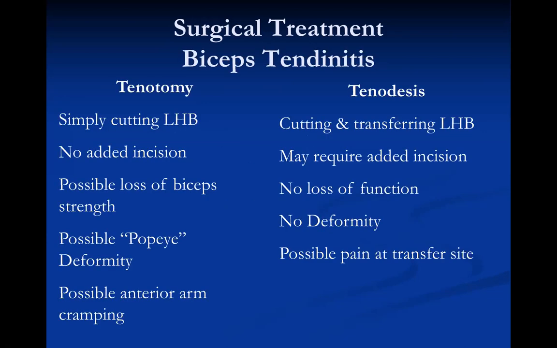So biceps tendonitis, tenotomy versus tenodesis is an ongoing debate. Both sides are very effective in terms of pain relief. A tenotomy means divide the biceps tendon, take pressure off the biceps and the labrum where it is attached in the shoulder.